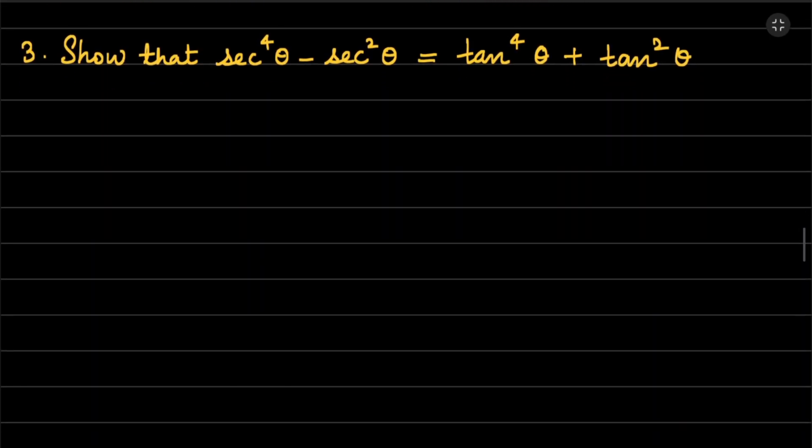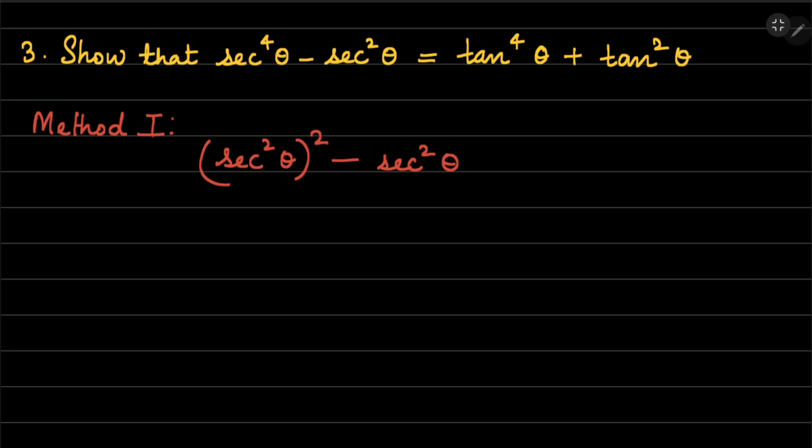So show that secant to the power 4 theta minus secant square theta equal to tan to the power 4 theta plus tan square theta. Again, a very easy question. I will use two methods. Okay, I'll teach you two methods to do it. Okay, let's go with method 1. How can you write secant to the power 4 theta? I can write it as secant square theta the whole square minus secant square theta remains as it is.